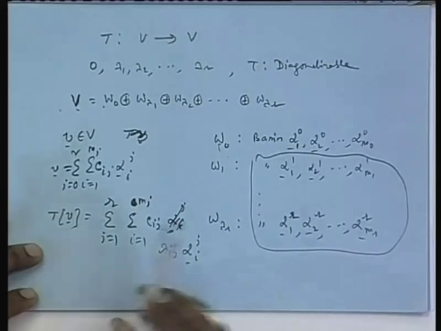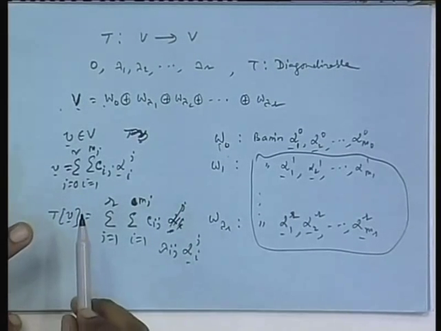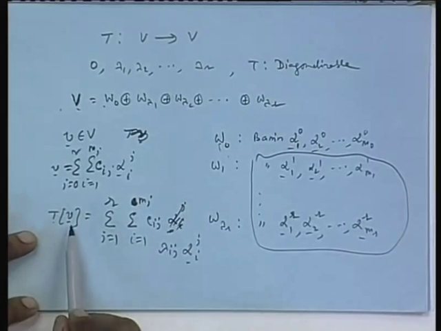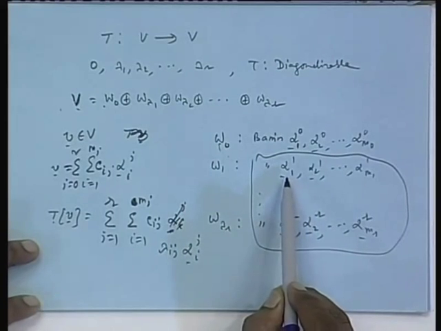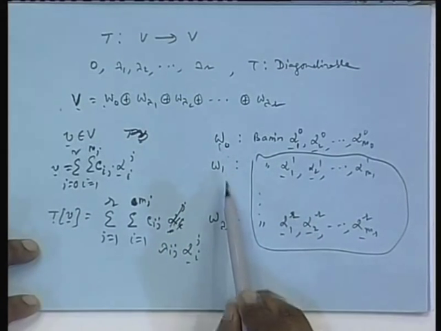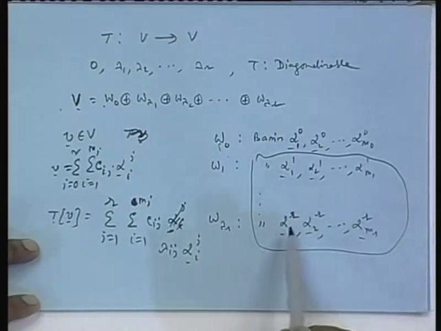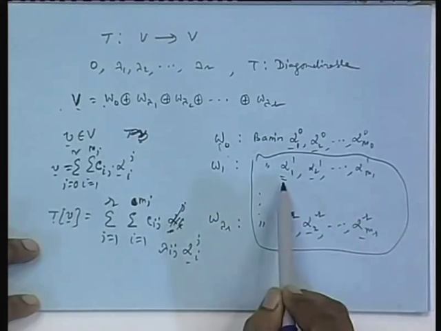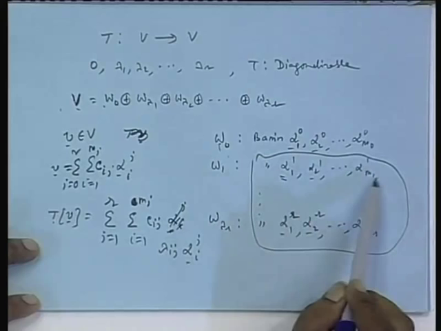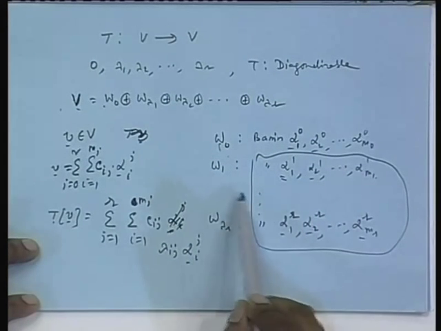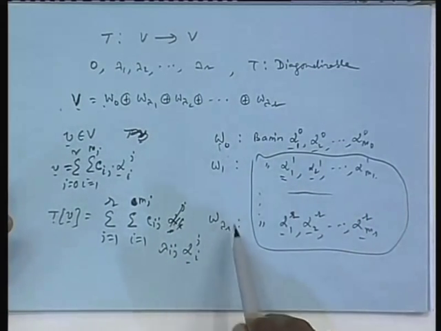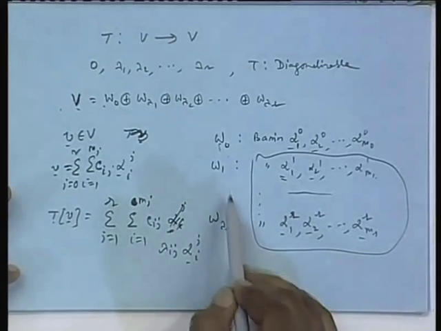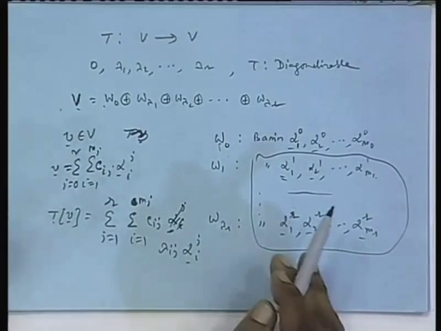is nothing but of this form Tv, a linear combination of eigen vectors corresponding to the non-zero eigen values. And these eigen vectors form a linearly independent set, because within W_1 itself it was forming a basis, so they are linearly independent. Within W_2 itself the other one was forming a basis of W_2, so on and so forth. And when I appended them, it is still linearly independent, because eigen vectors corresponding to different eigen spaces are linearly independent.